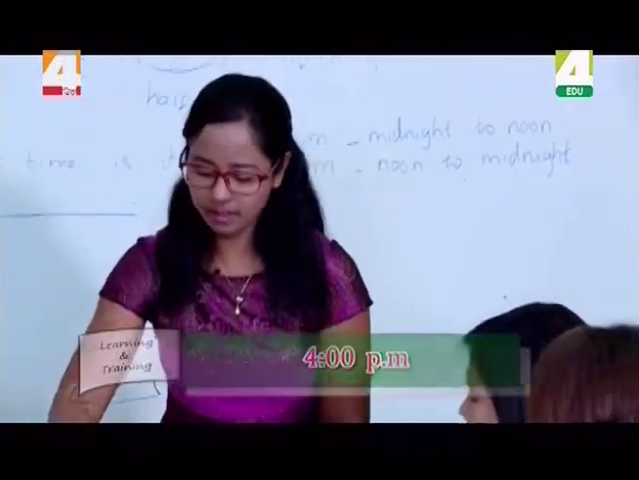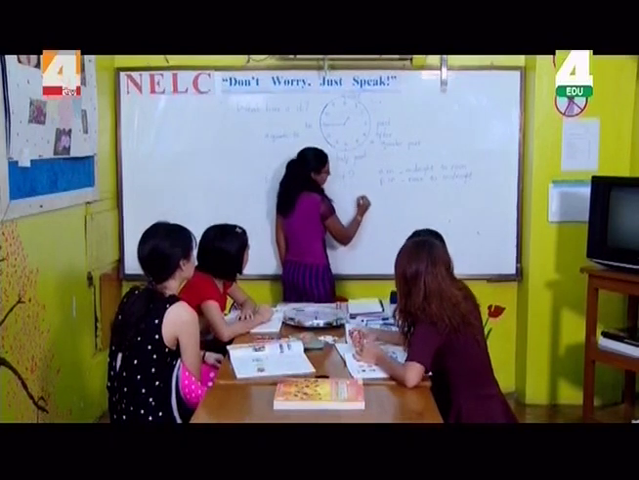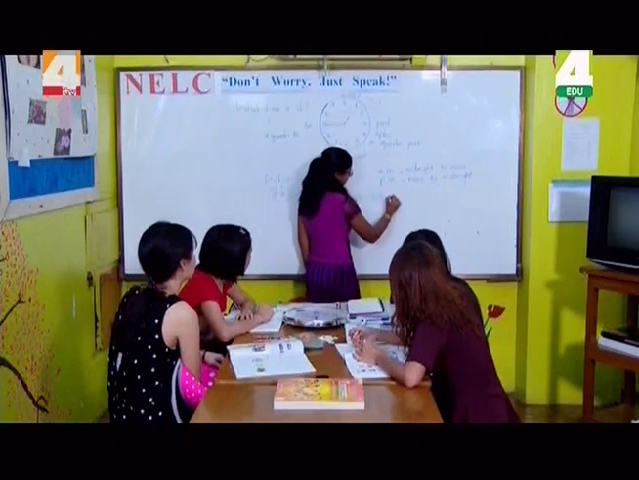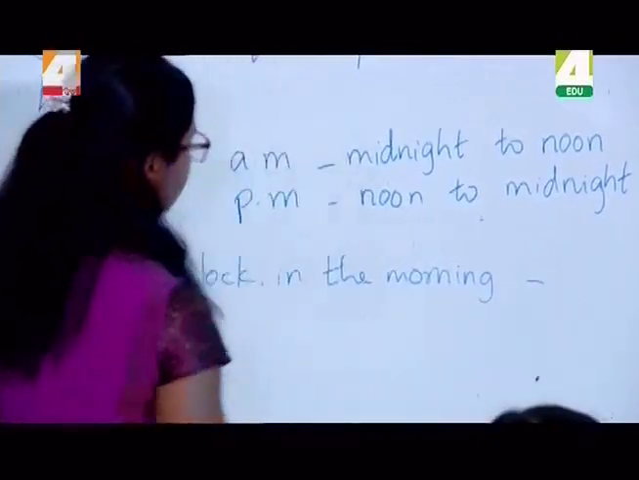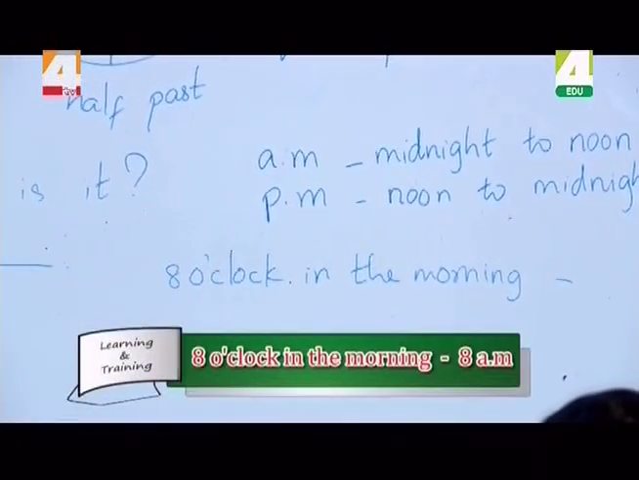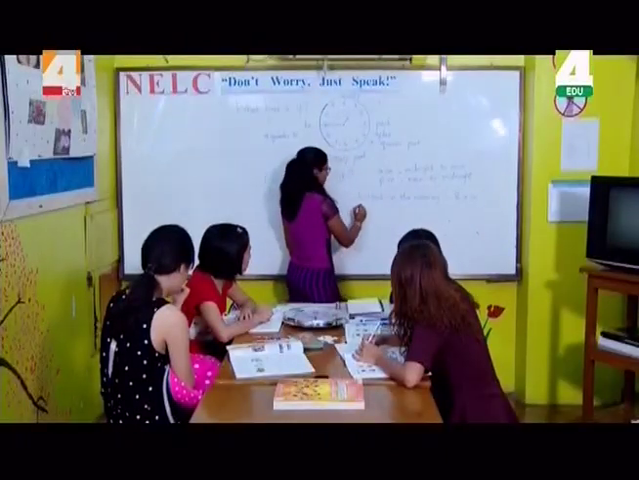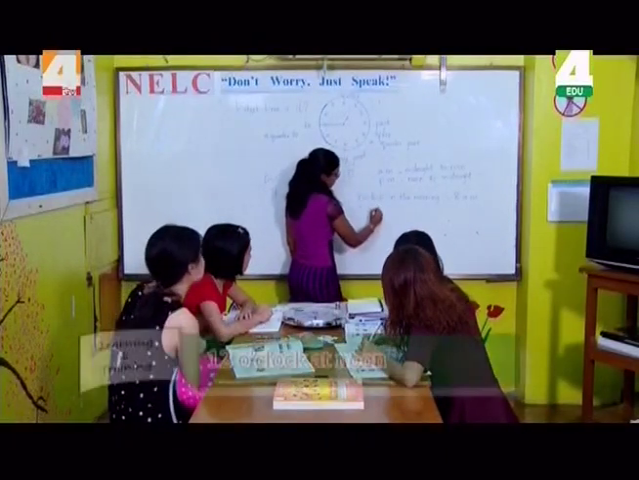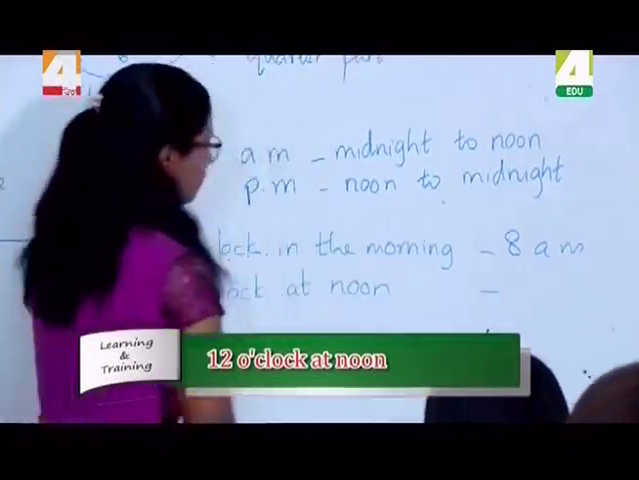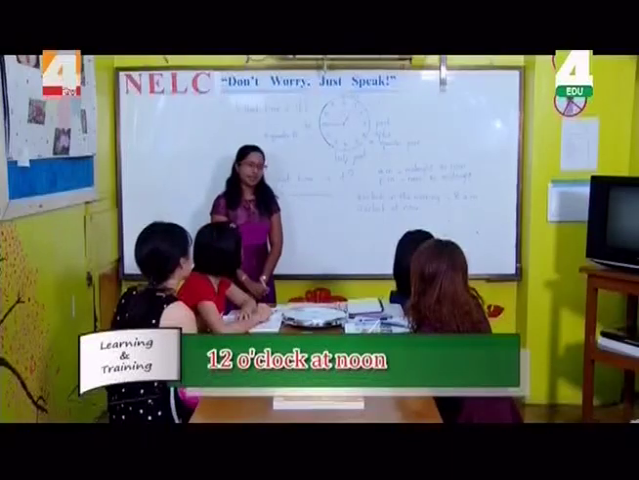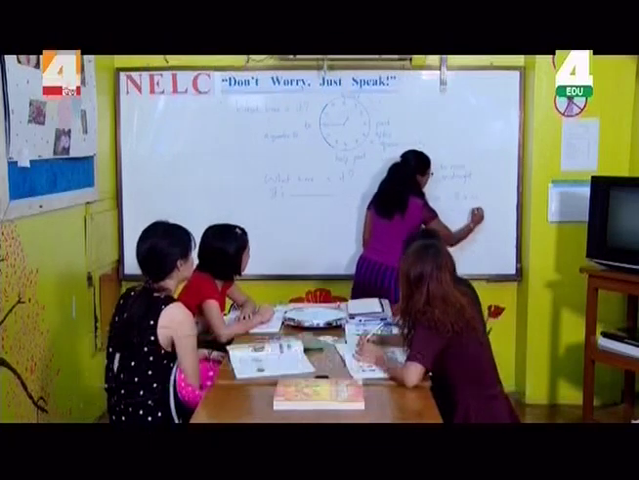Yeah. Okay, so now here the example, okay? So 8 o'clock in the morning. So how can we say? AM or PM? 8 AM, right. So how about this one? Students, they usually make mistake this one. 12 o'clock at noon. So what do you think? 12 AM or 12 PM? 12 PM, right. This is 12 PM.